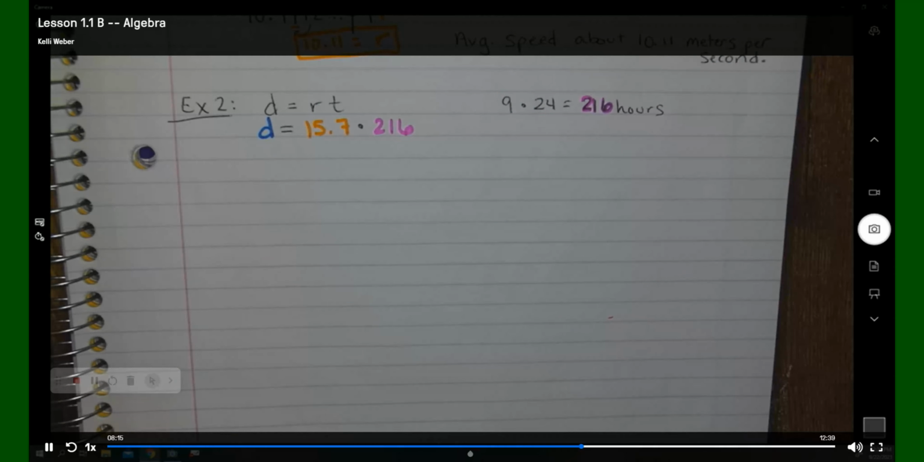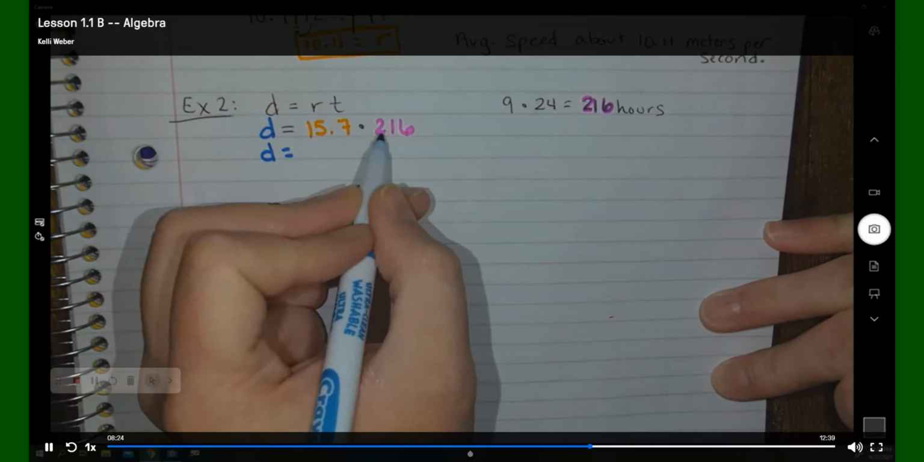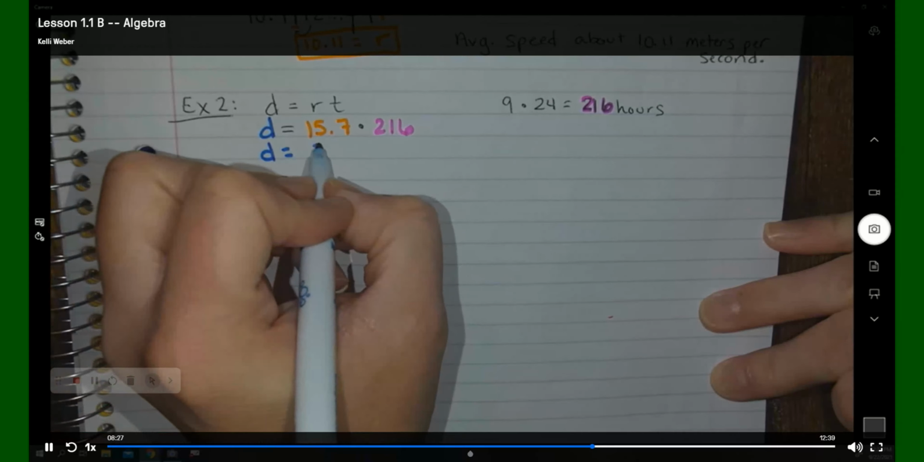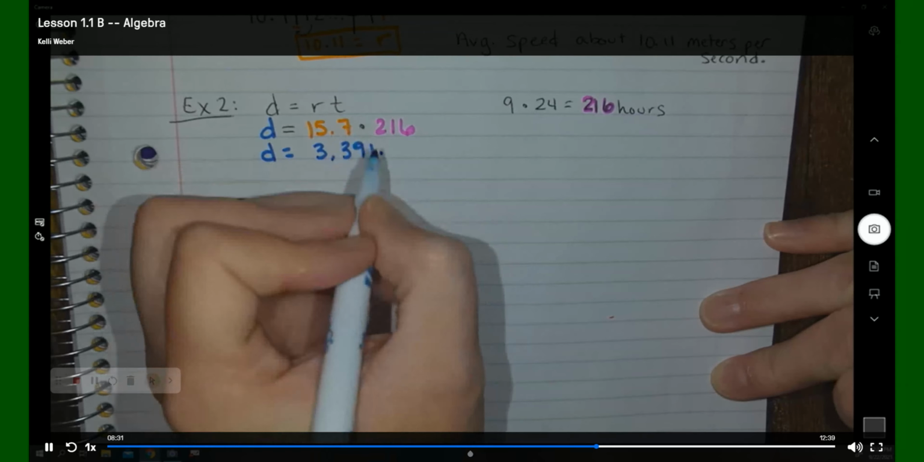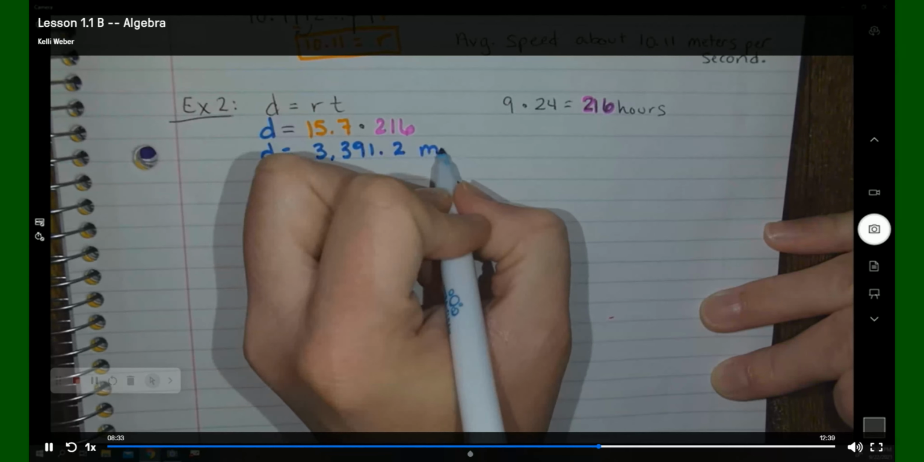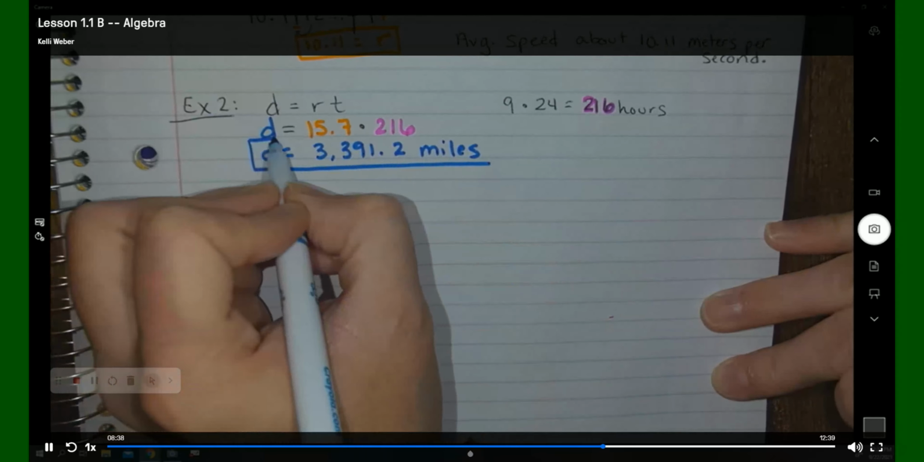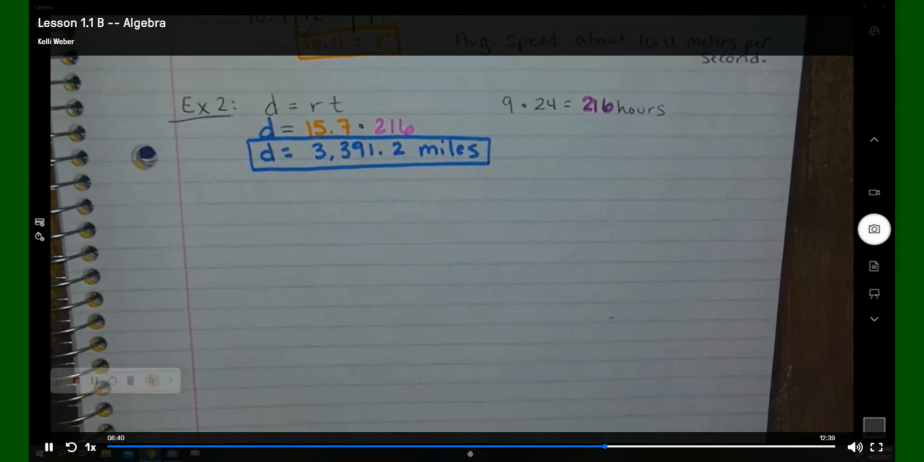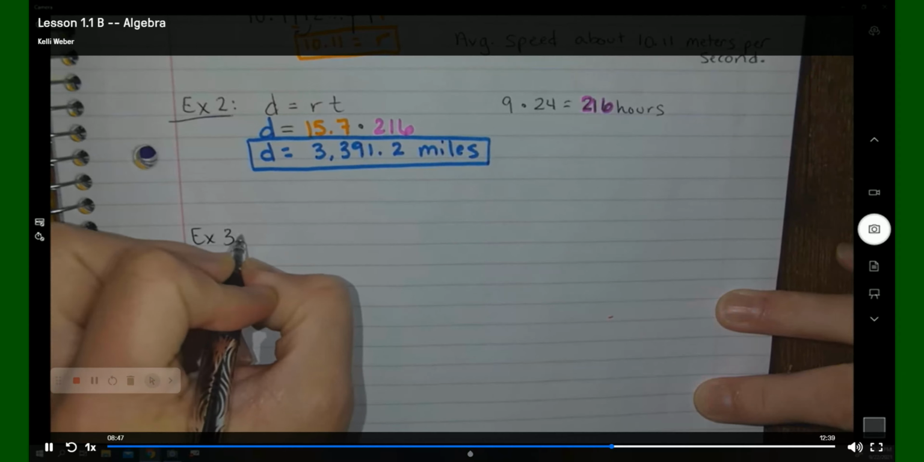And then this one, I just get to multiply. There's no solving otherwise to do. I'm basically just simplifying. So this distance equals 15.7 times 216 gives us 3,391.2 miles for our total trip. Well, for that vehicle's total trip. And then example 3.